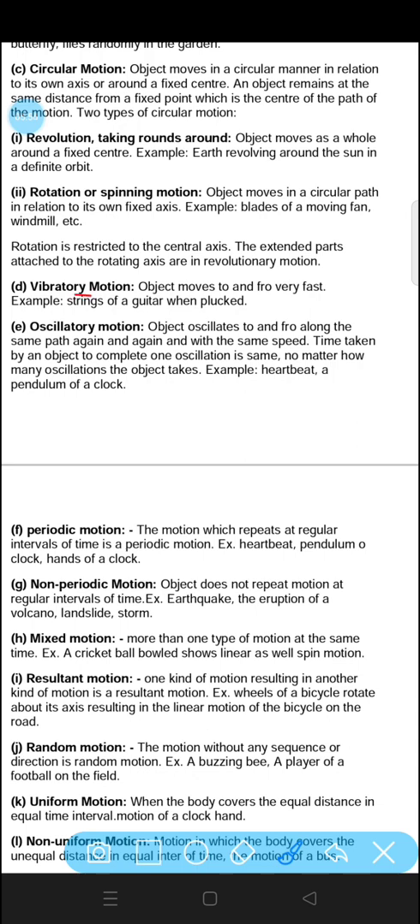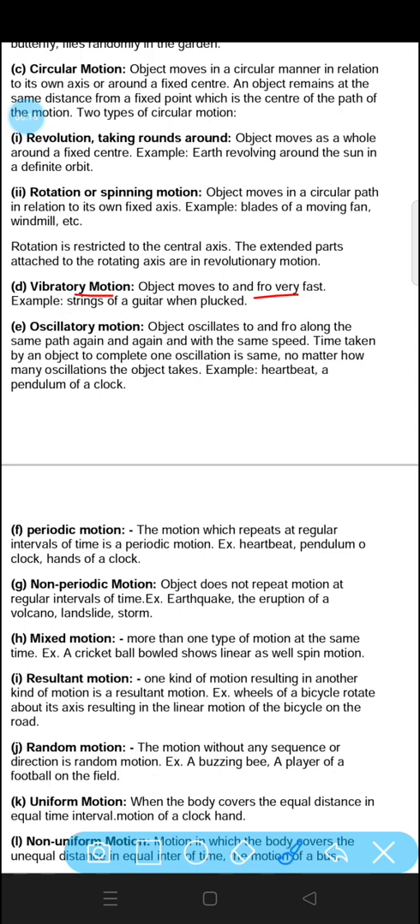Next is vibratory motion. An object moves to and fro very fast. For example, strings of a guitar when plucked. Vibratory motion means vibrations are there. If you are playing a guitar, its string will move in a to and fro motion. This is called vibratory motion.